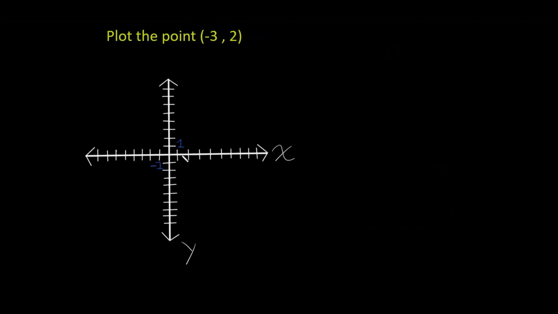So we can go ahead and count that, right? So this would be 1, 2, 3, and that's our x value. And we're still positive in the y direction, so we can move up 2 in the y direction. So this would be 1, 2. So this is the point (-3, 2).